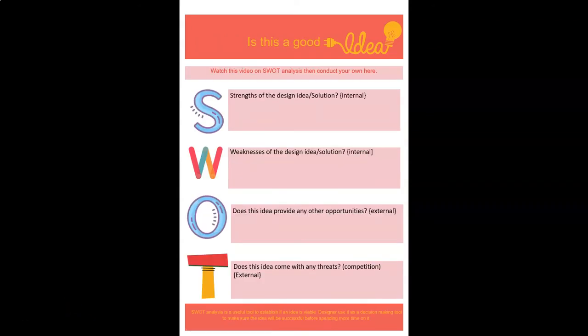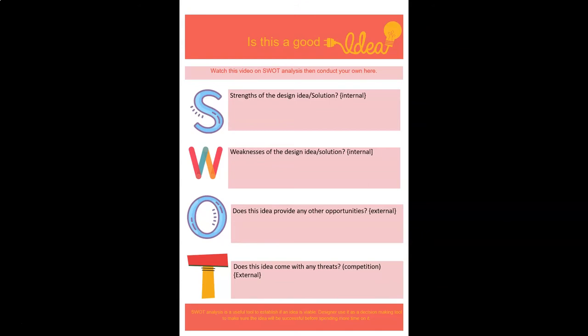Now we have our three sound ideas. It's time now to analyse them to see which one would be the best idea. For this, you need to conduct a SWOT analysis. Now you looked at this in AS, so you can revisit your NEA from AS or the resources from AS where we went over a SWOT analysis. Now S is for the strengths of the design idea or the solution. Now these are internal, so the actual strengths of the idea.